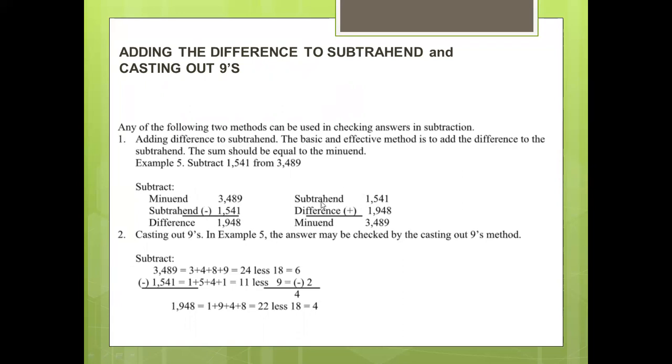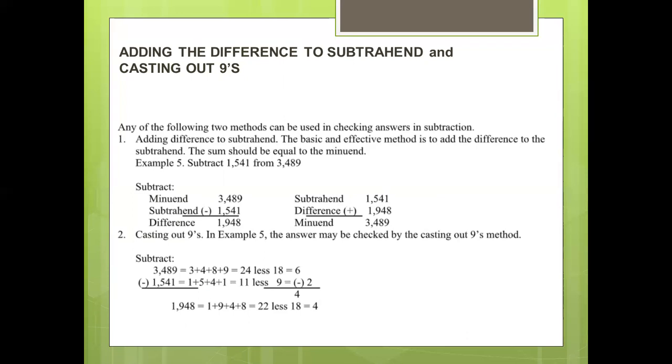So upon checking, we will be adding the subtrahend and the difference, and it should be equals to the minuend. Okay, so we have here the subtrahend, which is 1,541, and the difference is 1,948. If we would use our calculators, the sum would be 3,489, which is the missing minuend that we need upon checking.